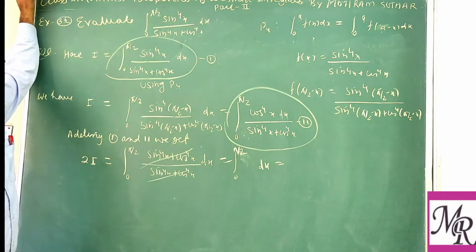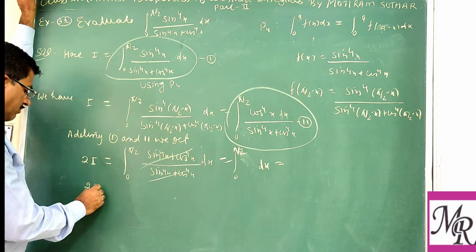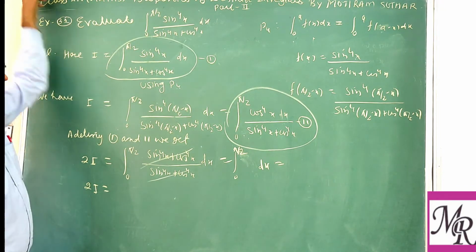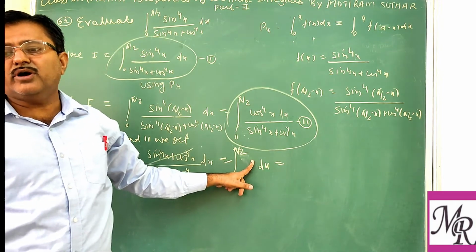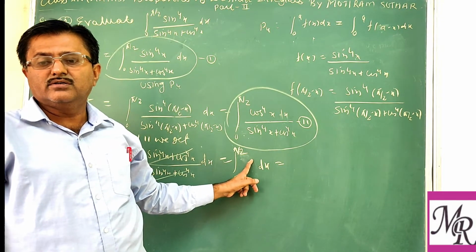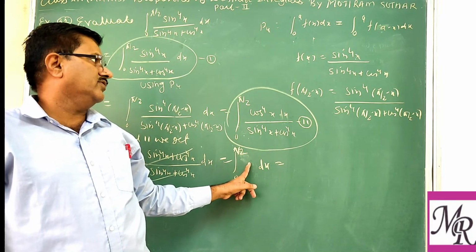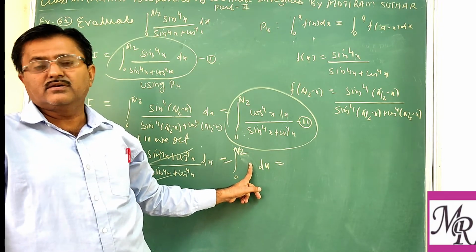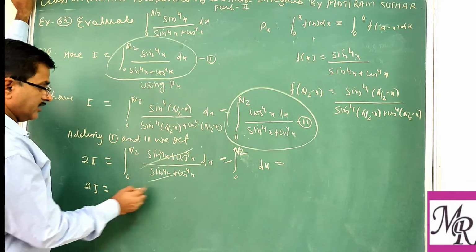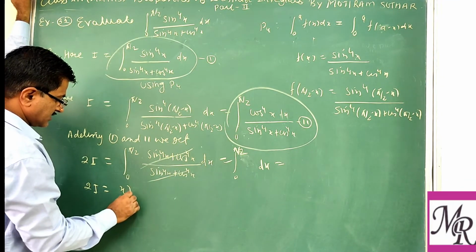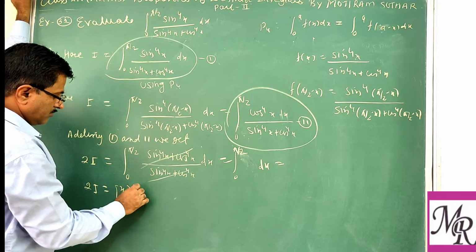So what we get? We get a very simple form. Integral of dx. The integrand is converted into 1. So what a miracle there is in these properties! This total converts into 1. So we can say integral of dx, that is x, from 0 to pi by 2.